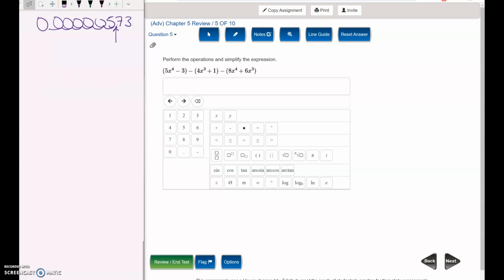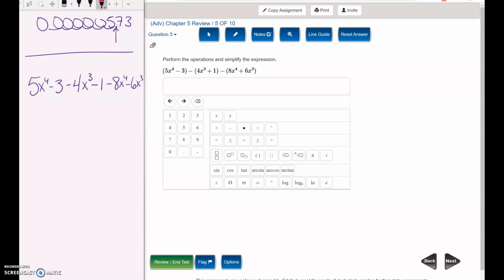This is the most commonly missed question because this negative has to be distributed to 4x to the third and to the 1. And that negative has to be distributed to the 8x to the 4th and the 6x to the 3rd. So we have 5x to the 4th minus 3 minus 4x to the 3rd minus 1 minus 8x to the 4th minus 6x to the 3rd.